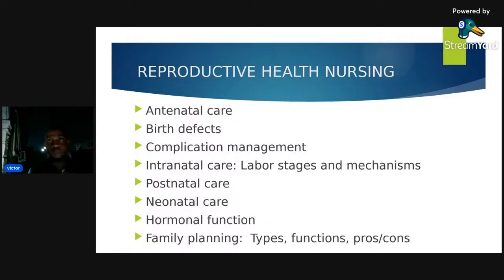Then you also carry out some tests like HIV test, syphilis test, and the rest of it. Then for the traditional antenatal care, that is the one we are familiar with. Whenever we go for our community posting or any other form of posting, that is the one we are familiar with, the traditional antenatal care.